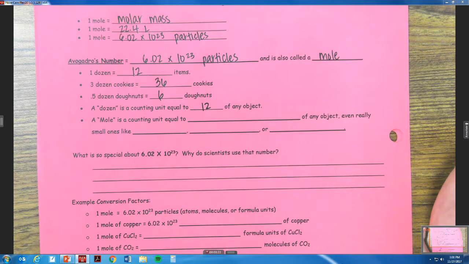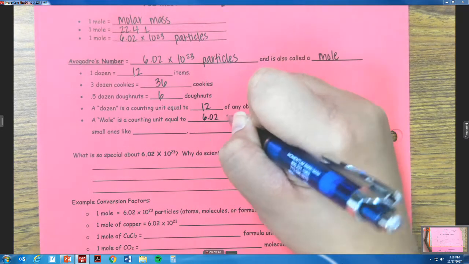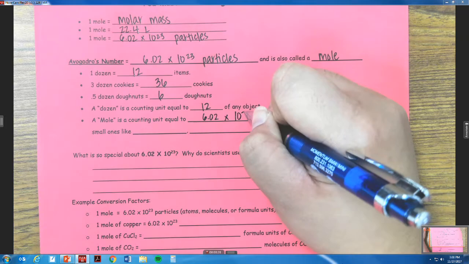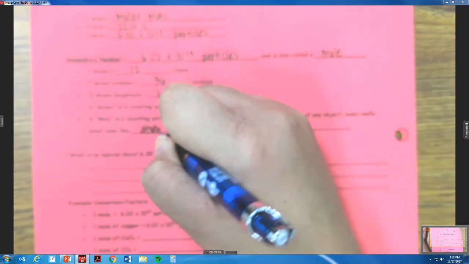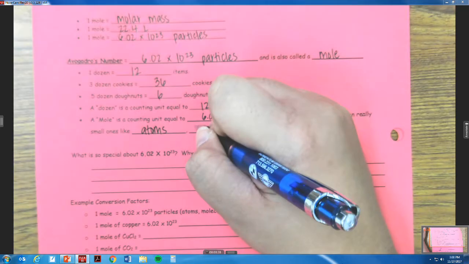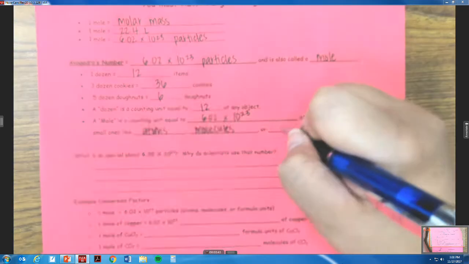So a mole is a counting unit equal to 6.02 times 10 to the 23rd of any object, even really small ones like atoms, molecules, or formula units.